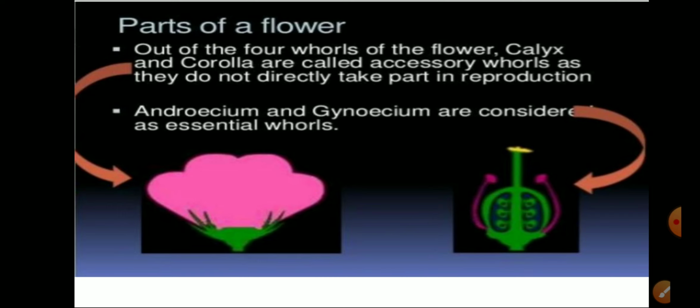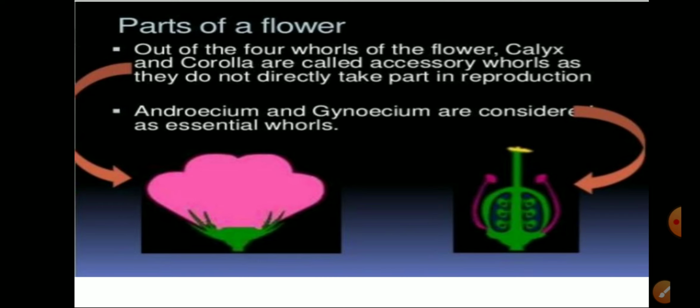The outer two whorls are the calyx and the corolla. Calyx is the green part. Corolla is the colored part of the flower, the fascinating part. And then the androecium and the gynoecium are the essential parts that are enclosed inside the calyx and corolla.